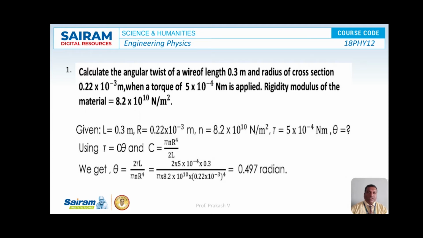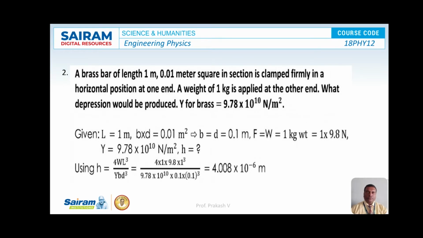So on calculating all these, we are going to get the value for theta is equal to 0.497 radian. So this is the value for the angular twist after calculating the values. The next problem is problem number 2.